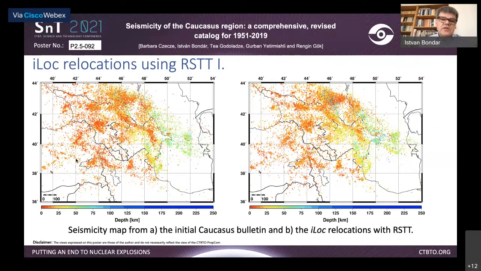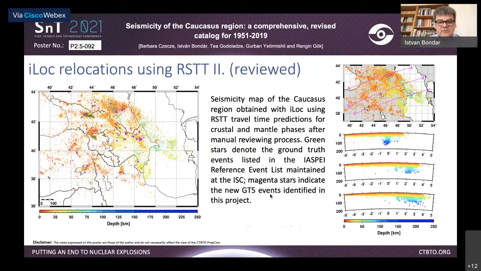These are the input data for ILOC relocations with the RSTT, and on the right-hand side you can see the relocations with ILOC with RSTT. You can see even on this scale that the picture of the seismicity gets much better. During the relocation process, we also identified a large number of GT5 events, ground truth events, which will be important in multiple event relocations. And on the right-hand side, you can see cross sections.